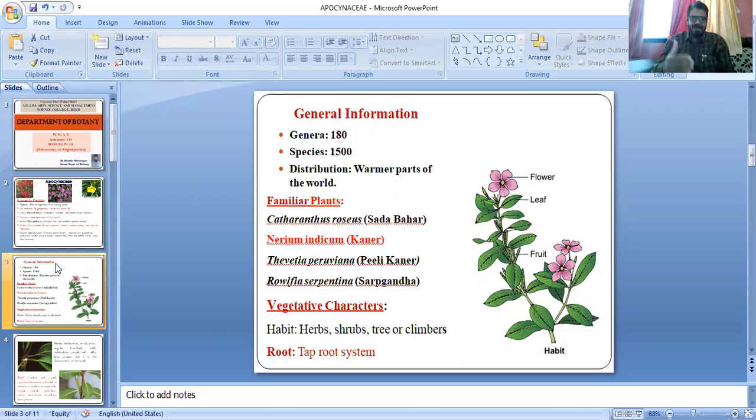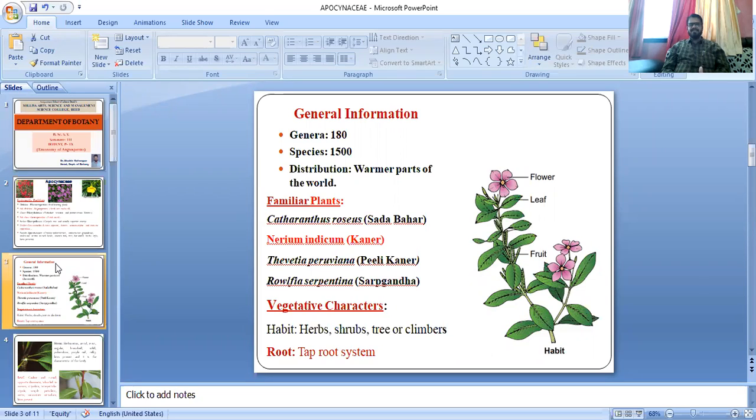Then next to the familiar plants, we have to see vegetative characters of this family. A vegetative character includes habit, root, stem and leaf. Vegetative character में क्या आता? Habit, root, stem और leaf. Yes. Then vegetative इसके habit क्या है?